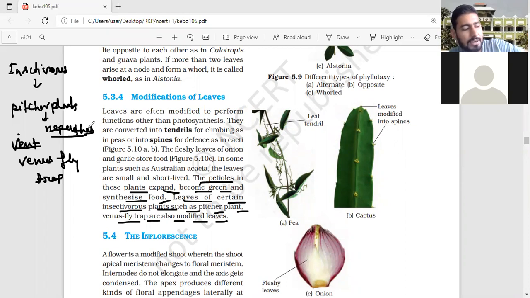So in this way, the leaf modification is finished. Types of leaf, venation in leaves, phyllotaxy, and modification of leaf, we have finished overall. In the next class, I will start the inflorescence. Clear? Is it fine? Is it okay, everyone? Yes, sir.